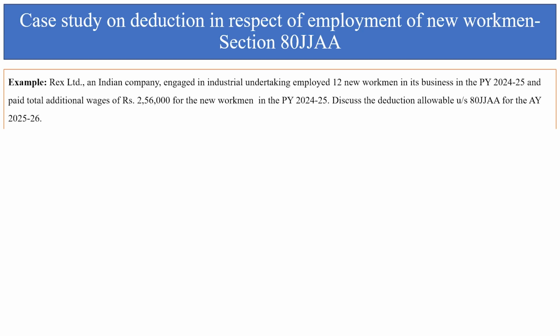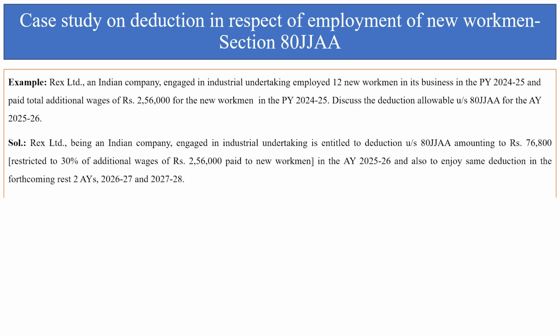Rex Limited, an Indian company engaged in industrial undertaking, employed 12 new workmen in its business for the previous year 24-25 and paid additional wages of 2,56,000 for the new workmen. Rex Limited is entitled to deduction under section 80JJAA amounting to rupees 76,800, that is restricted to 30% of additional wages paid to the new workmen in the assessment year 2025-26, and also to enjoy the same deduction in the forthcoming two assessment years 26-27 and 27-28.